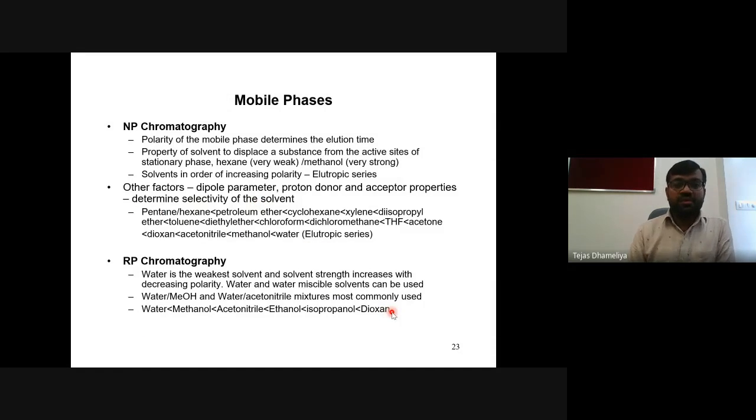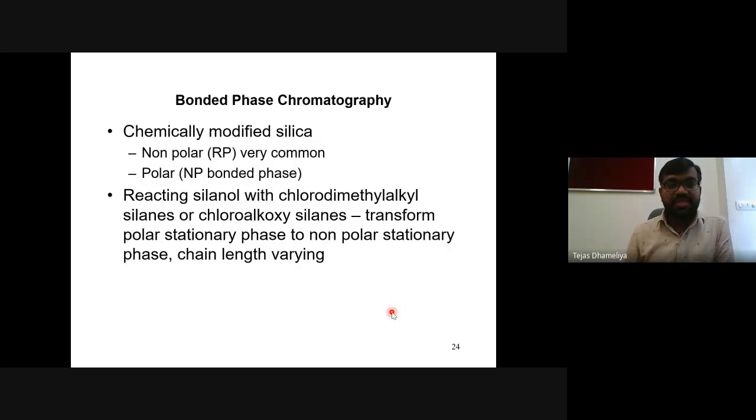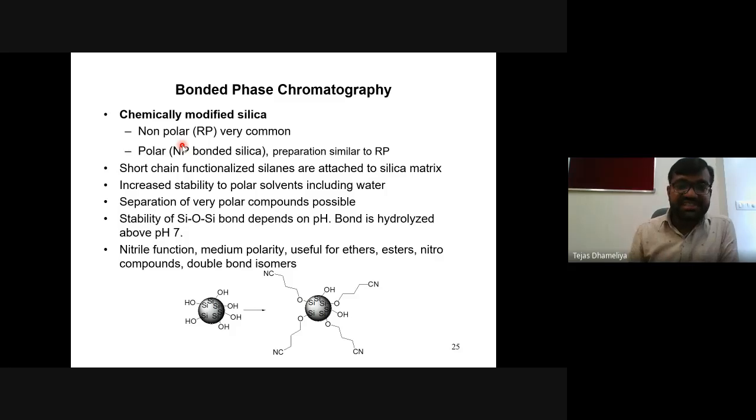Okay, so the mobile phase is there. Then the bonded phase chromatography technique, where we can use chemically modified silica, in the non-polar form or the polar form also. This is a kind of phase where silica gels were coupled with nitrile groups, and we can modify. So depending upon our needs, several modified silica gels are available, and they are widely used in these kinds of techniques.